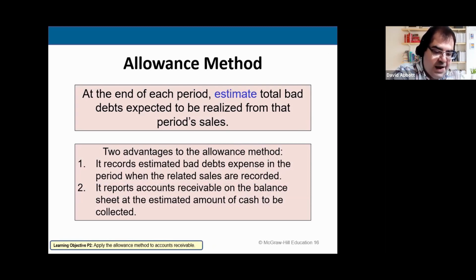This means that at the end of each period, the allowance method requires an estimation of the total bad debts expected from that period's sales. This method has two advantages over the direct write-off method. The one advantage is that it records estimated bad debt expense in the period when the related sales are recorded. And also it reports the accounts receivable on the balance sheet at the estimated amount to be collected.